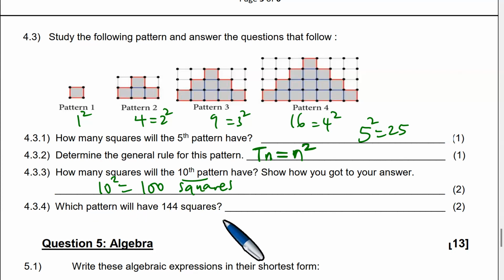Which pattern will have 144 squares? So the 12th pattern. It's the 12th pattern. Well done. Because you're going to say 12 squared, which is 144. Let's look at question 5.